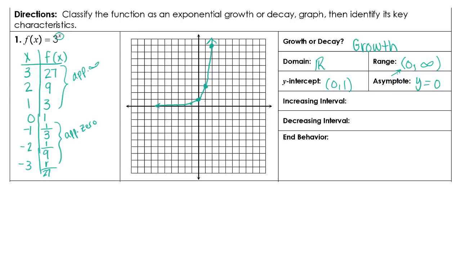Increasing interval is going to be from negative infinity to positive infinity. And so our decreasing interval, there's not going to be any. And our end behavior. So we know to set up our end behavior, x is going to approach negative infinity, and x has to approach positive infinity.